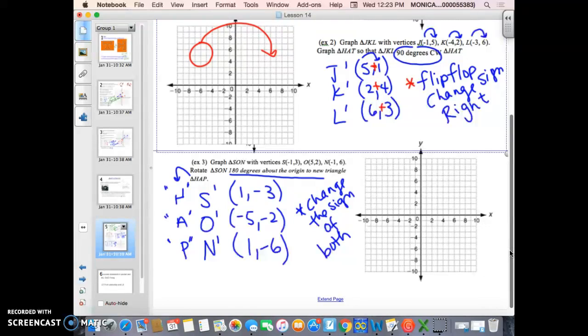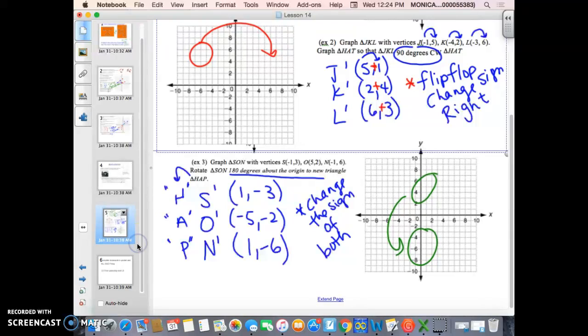And then lastly, this is 180 degrees about the origin. Well, this you do not flip-flop the coordinates. The coordinates stay in exactly the same position, but what you should notice is that you change the sign of both. So this original image was probably somewhere in this area here, and then when you did a 180-degree rotation, it went 2 quadrants, so it came somewhere down here, is what your image should look like. Okay? So that is rotations.